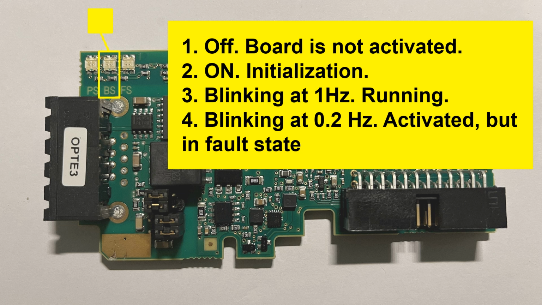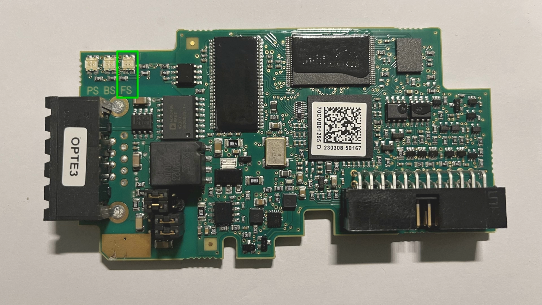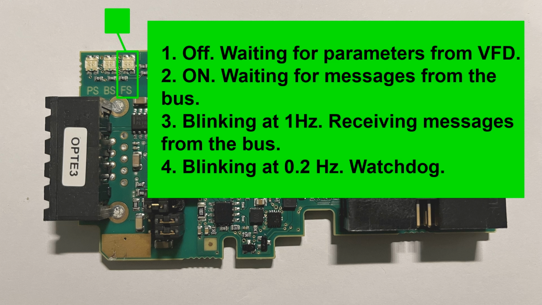The third LED is called FS. It is green and indicates field bus status. If it is off, then it means that the field bus module is waiting for parameters from the drive. If it is constantly on, then it means that the field bus module is activated, parameters are received and the module is waiting for messages from the bus.